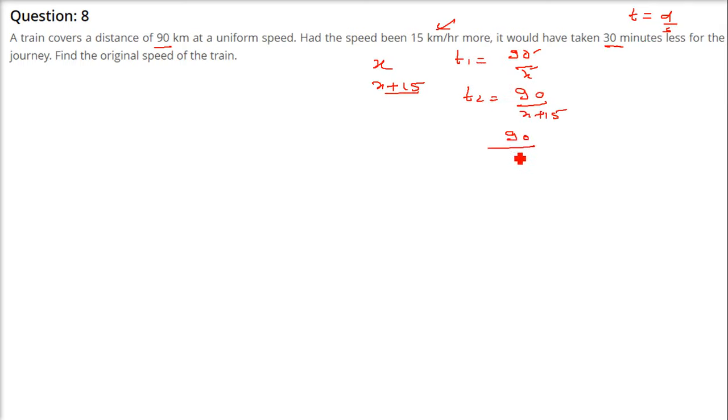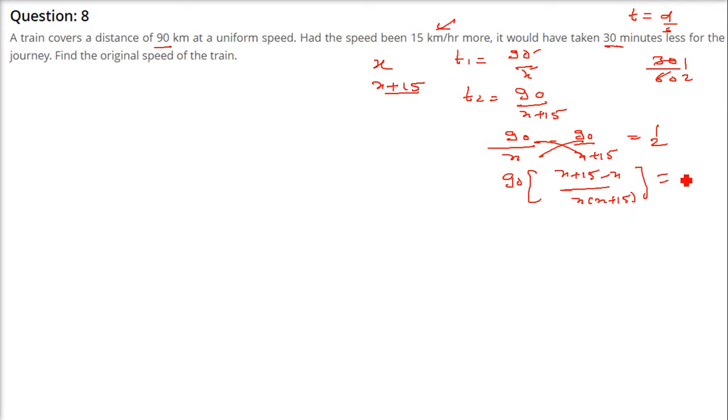So 90 by x minus 90 by x plus 15, this is t1 minus t2. This will be 30 minutes. So 30 minutes divided by 60, so it will be half an hour. So 1 by 2 is the time. So I'm taking 90 outside. This will be x plus 15 minus x by x into x plus 15 equal to half.